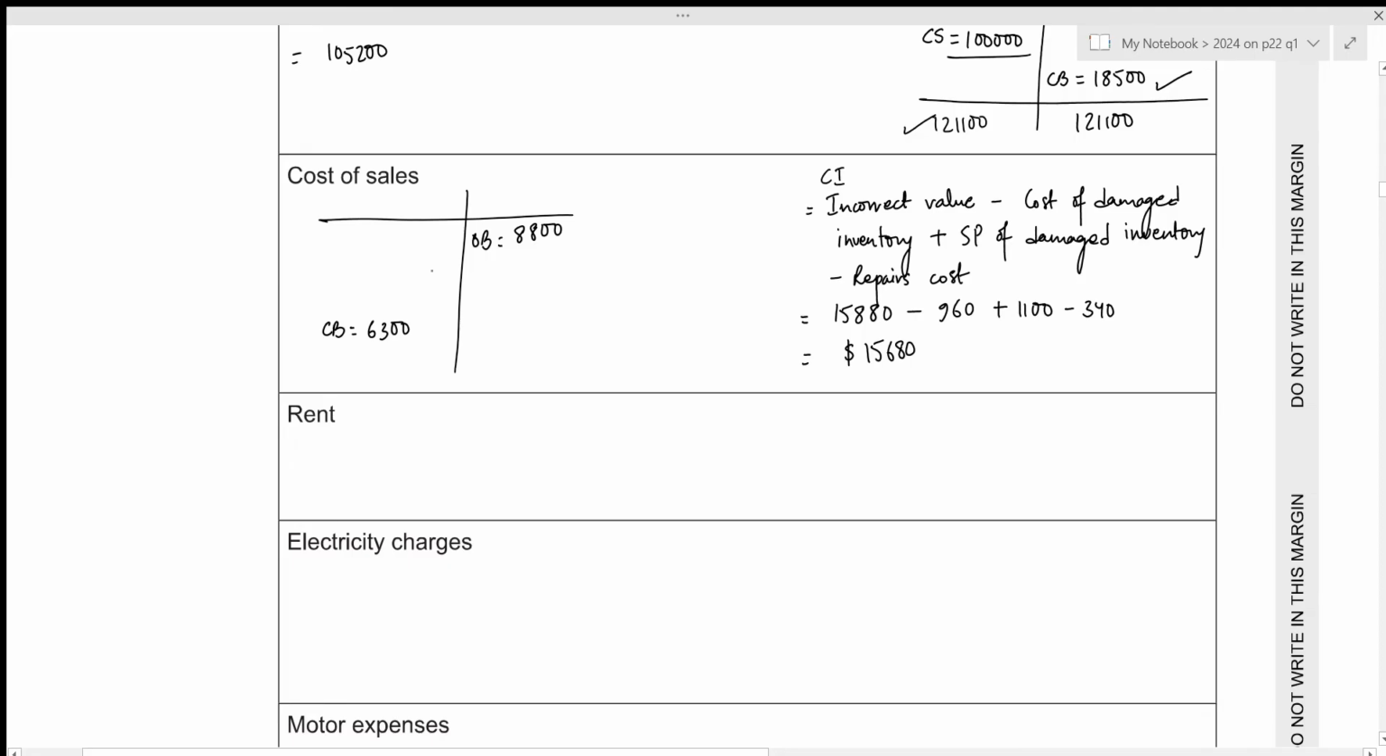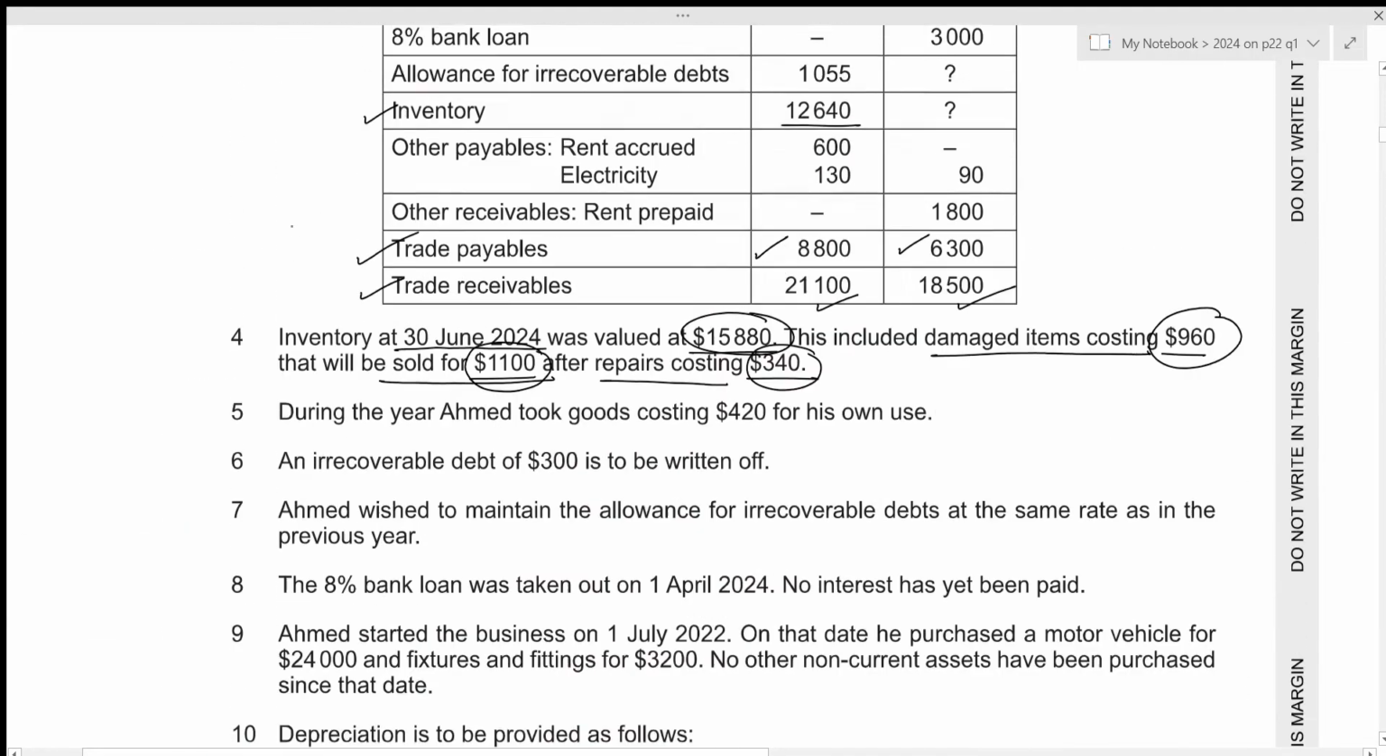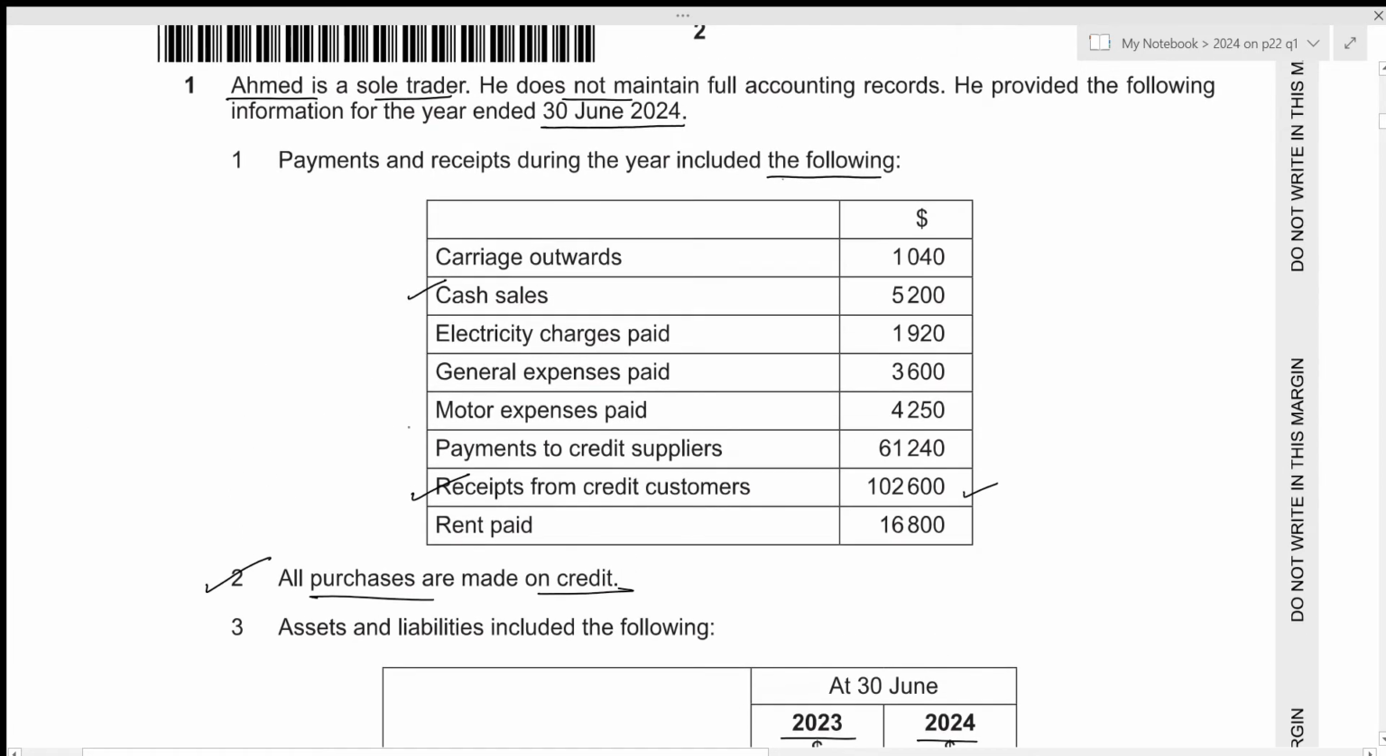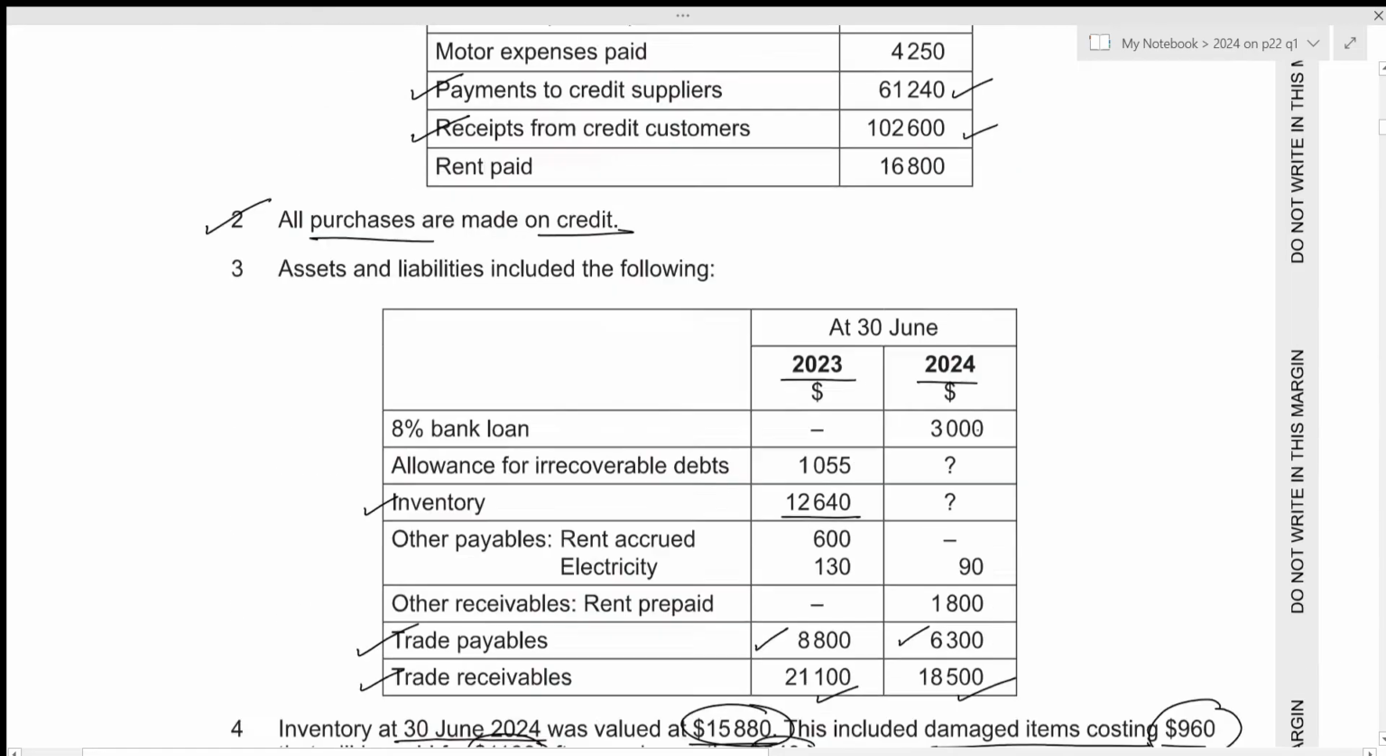So in this case, the credit purchases will be recorded on the credit side, whereas the payments made to the credit suppliers will be recorded on the debit side. This is what we are trying to figure out, which means that we need to look for the value of the payments, which was given within the information regarding payments and receipts. It's right here, payments to credit suppliers, that is 61,240.